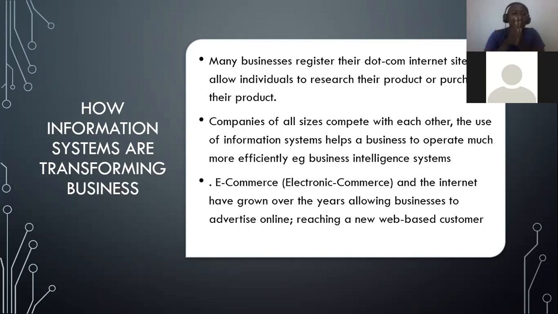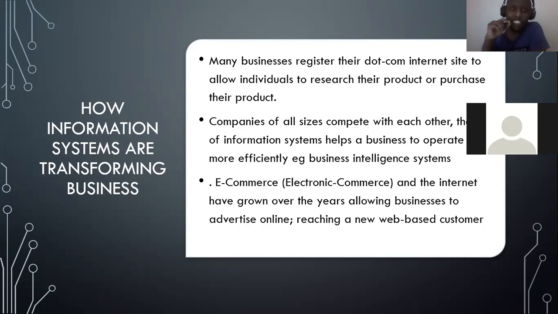So how are information systems transforming businesses, right? Many businesses register their .com internet site to allow individuals to research their product or purchase their product. I think we can clearly see this statement now with what is happening with the lockdown, with the coming of COVID, right? I know it's maybe not related to what we're talking about, but like I said, I want to give you practical examples so that at least you can understand what we're talking about.